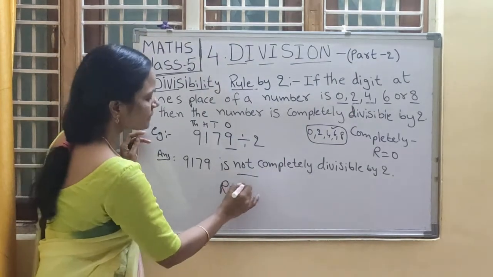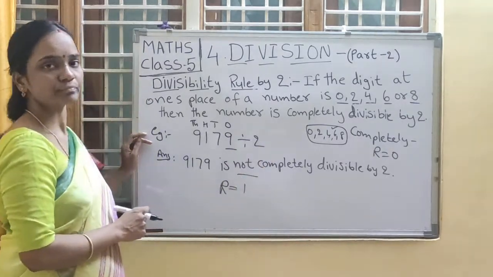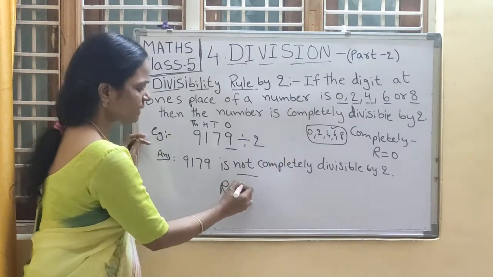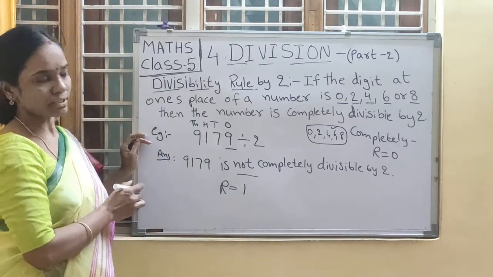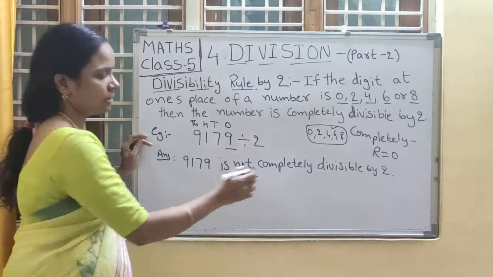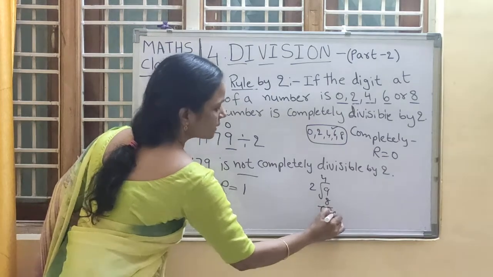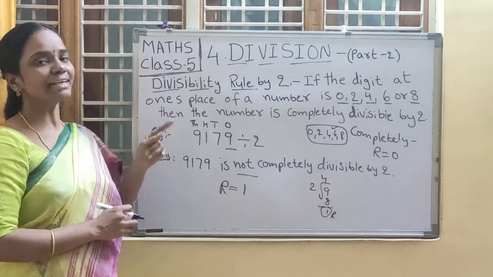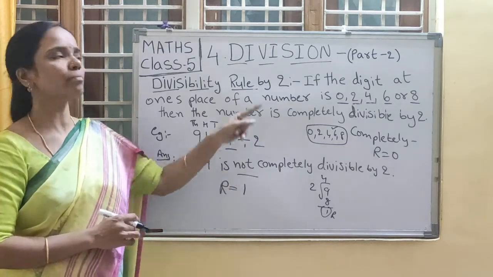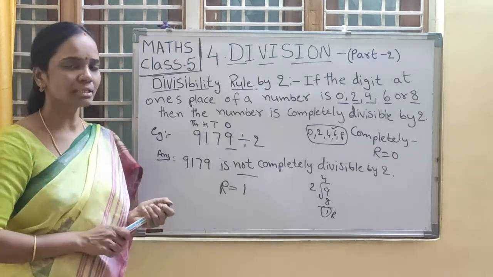Then what is the remainder? It is 1. If the remainder is not 0, then the remainder is 1 when a number is divided by 2. Check the last digit: 9, 2 fours are 8, and 1 is the remainder. So this is the divisibility rule by 2. Have you understood, children? Yes.